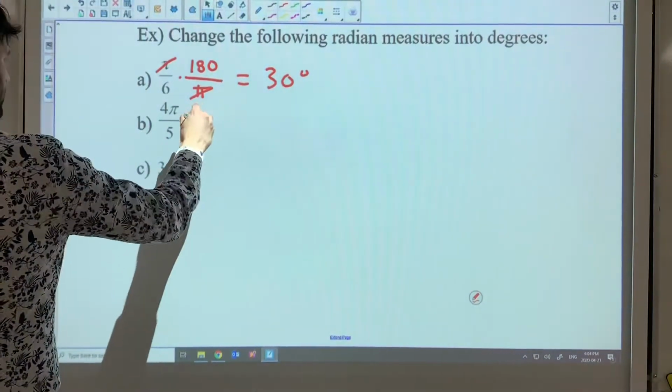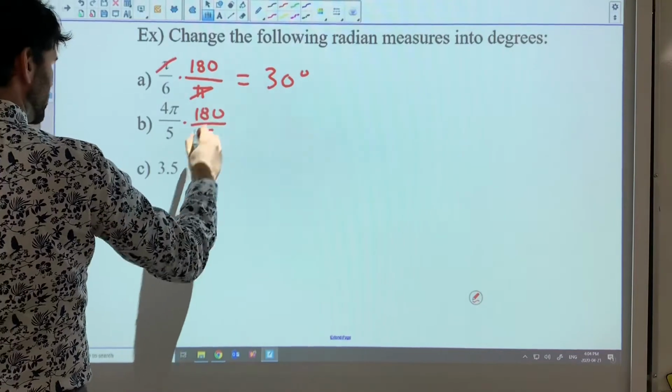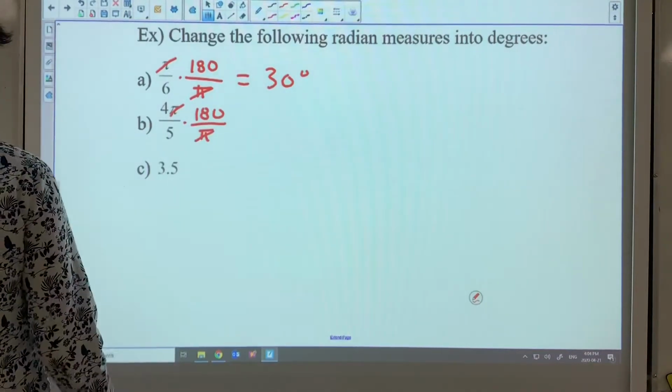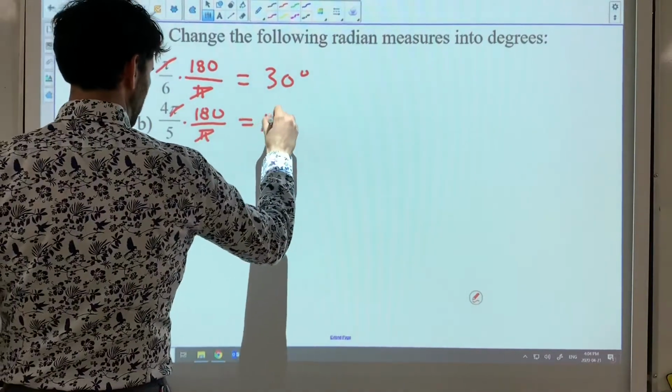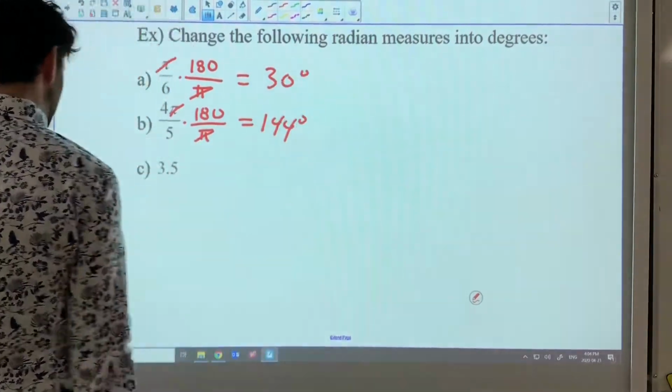Same thing here, just multiply by 180 over pi. The pi's will cancel, the 5 can go with the 180, multiply by 4. A little bit trickier. You're going to get 144 degrees.